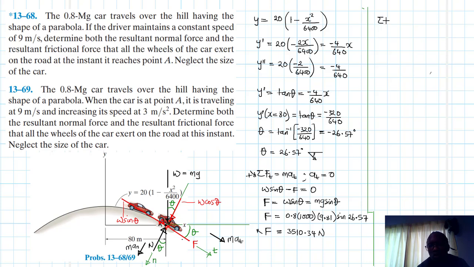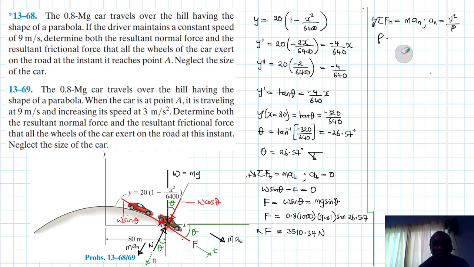So we are going to say the summation of forces in the n direction is just going to be equal to m a_n, going down being our reference positive, where a_n is our centripetal acceleration. Our v is given as 9 meters per second, and our rho we need to calculate here. Let's calculate rho.